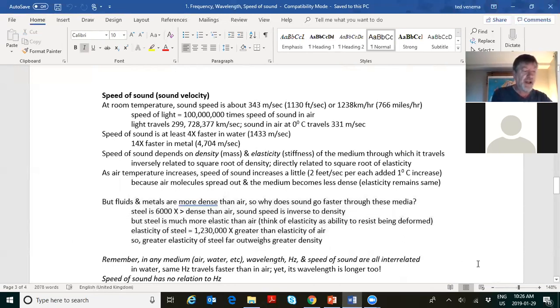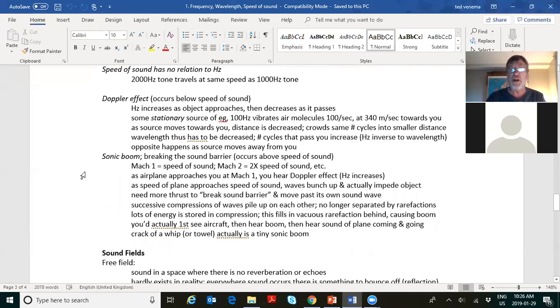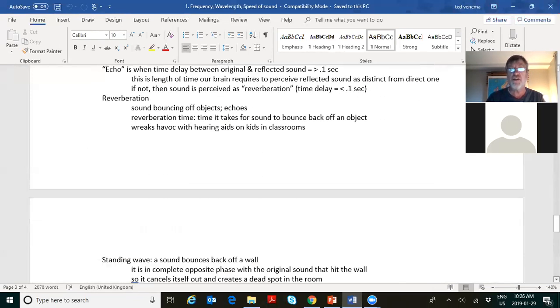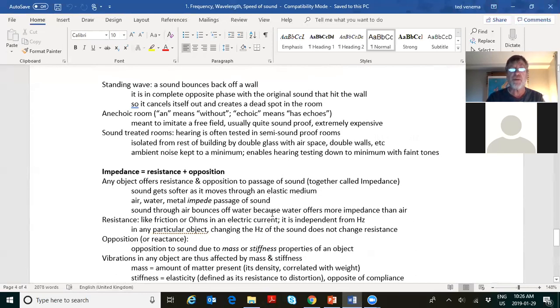Let's just take a look. Yeah, here you go. So you don't have to remember these numbers here, but do remember 4 times and 14 times. Doppler effect, sonic boom, and now we're caught up to where we were today. So the stuff we covered today then: sound fields, echoes, reverberations, standing waves, anechoic room, and then we got into resonance and impedance.